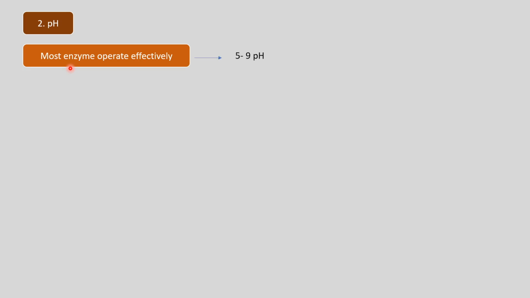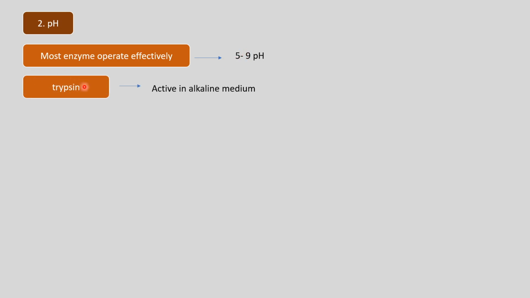So now we come towards the next factor, which is pH. Most enzymes operate effectively at an optimum pH, right? But every enzyme is also specific to a pH requirement. Every enzyme has its own pH requirement, but enzymes can operate at an optimum pH. This pH is 5 to 9. So at a pH of 5 to 9, most of the enzymes can work well.